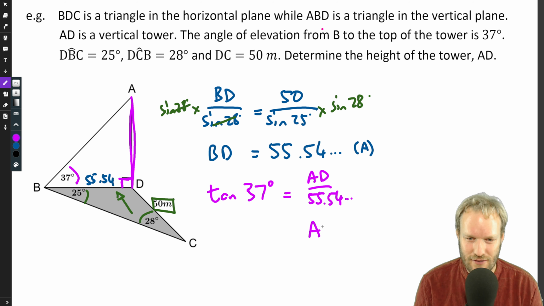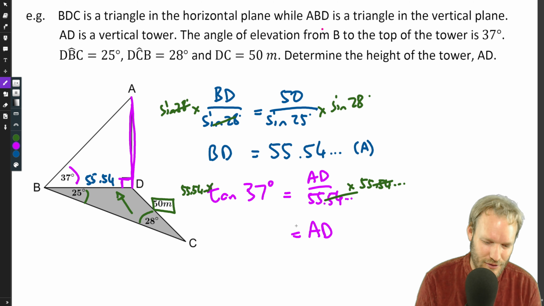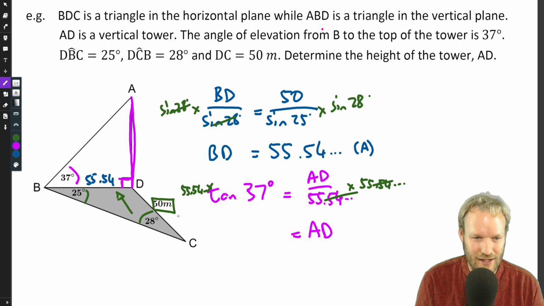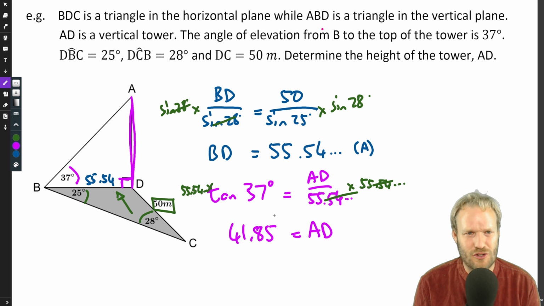Oh, well, this is easy. If we want to find AD, we're just going to multiply both sides by 55.54, dot, dot, because then we're just left with AD. What you do on one side of the equation, you do to the other. So punch that into the calculator. And AD equals, what did I get? 41.85. And that's it. Now it's questionable how many decimal places we should use.